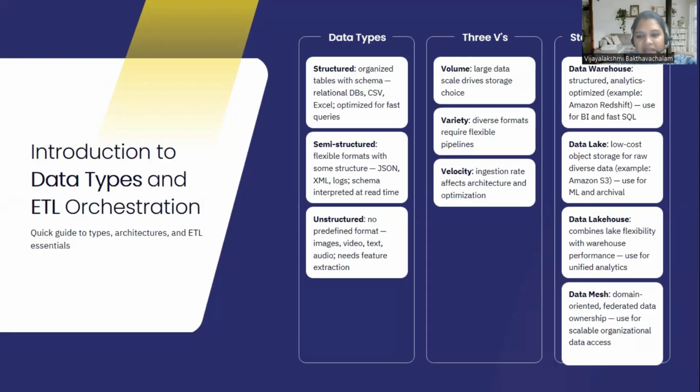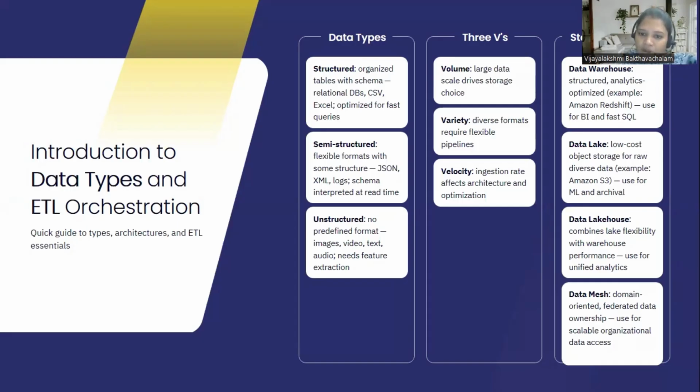Semi-structured, meaning it has a flexible structure with some format. Consider a JSON, XML file, or application logs. Unstructured. There's no structure to the data. The raw world of audios, videos, and images would fall under unstructured data type.